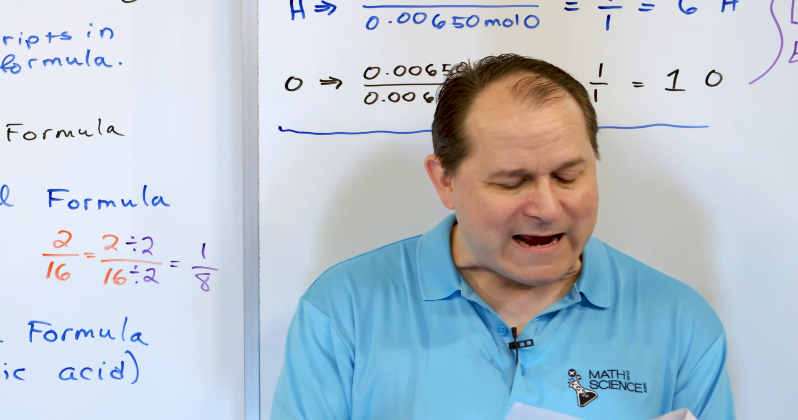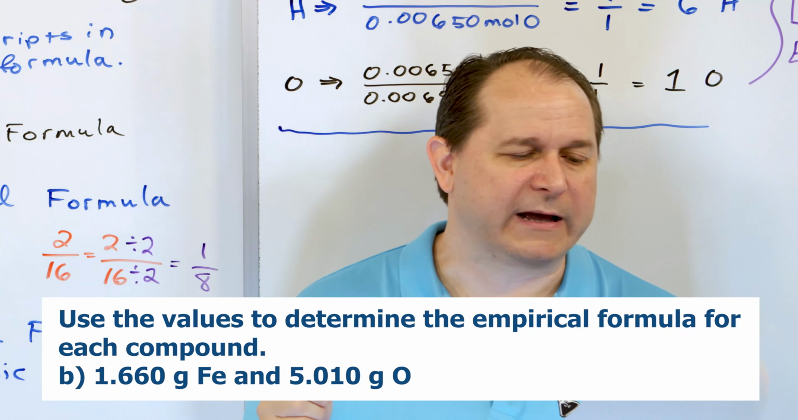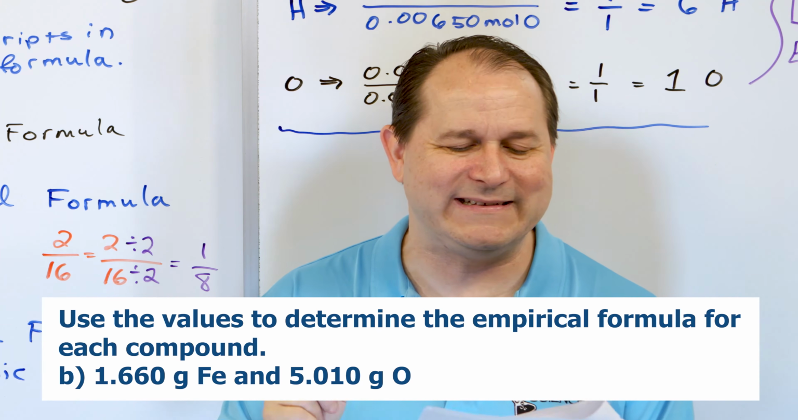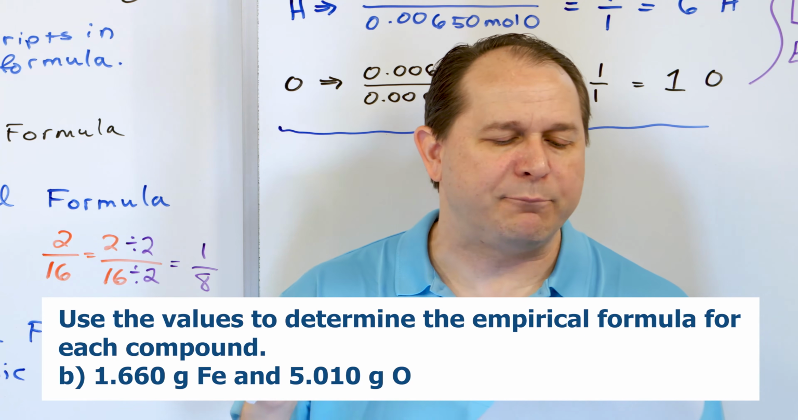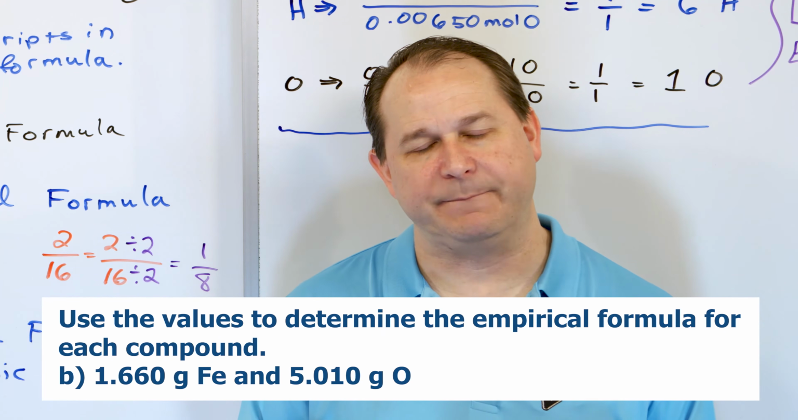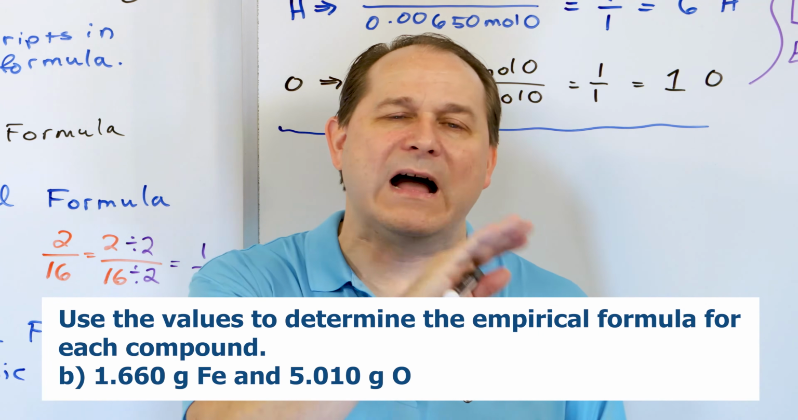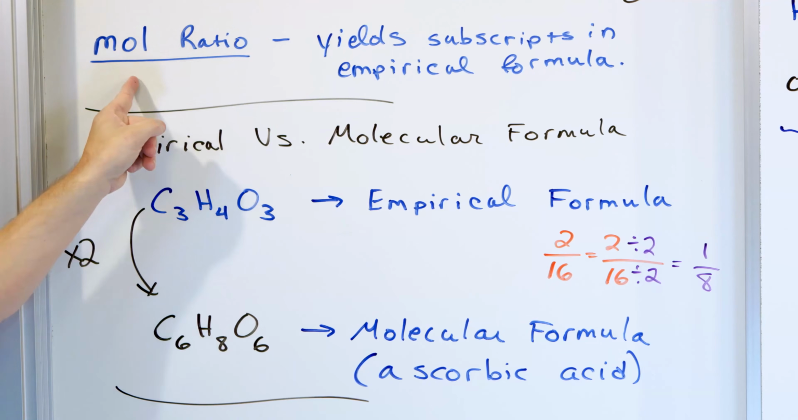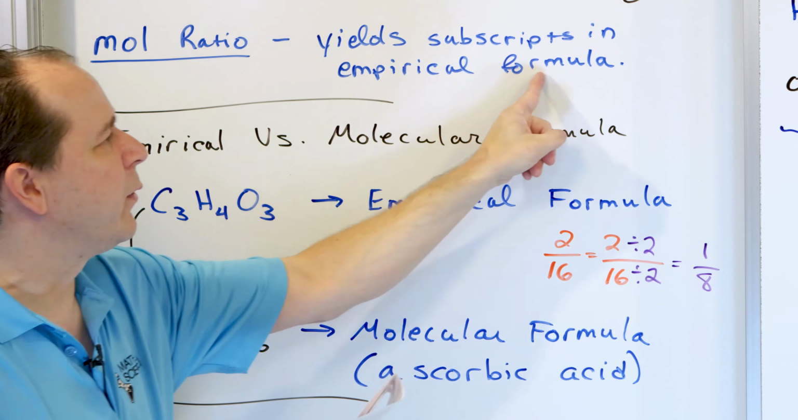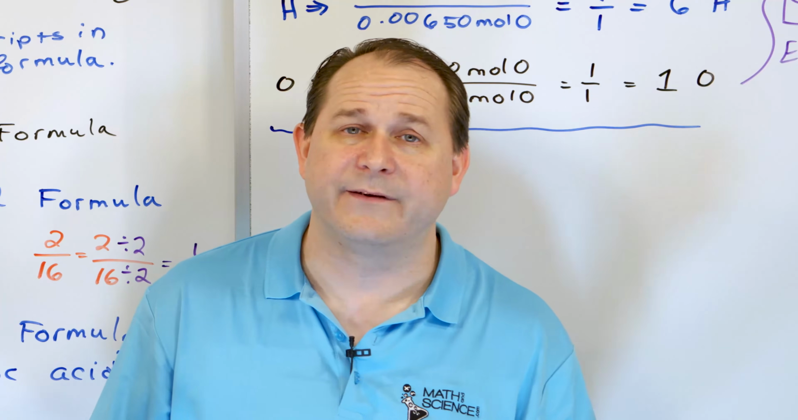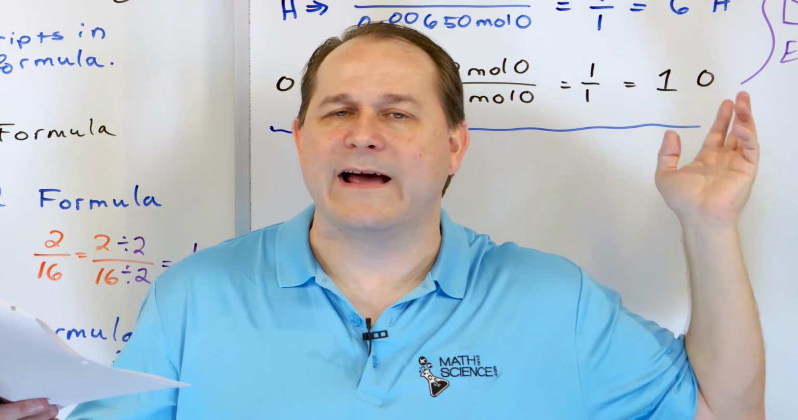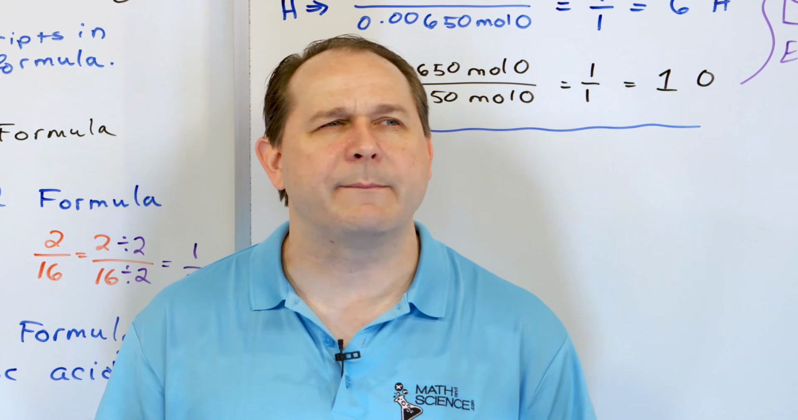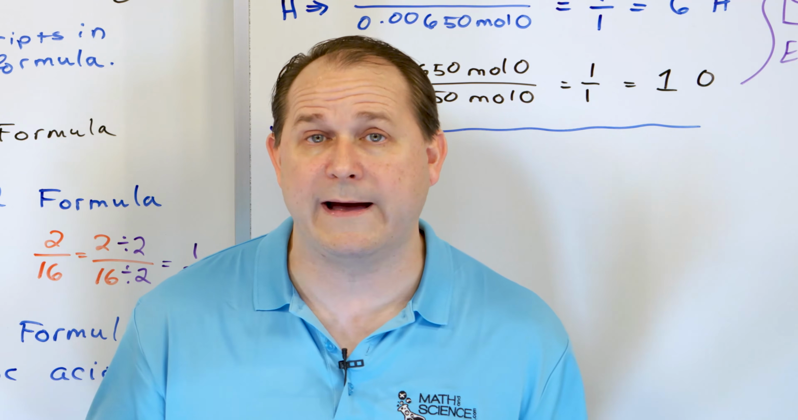That's it. Now, the next problem is a little trickier because in this case, we're determining the empirical formula and we're given 11.660 grams of iron, 5.010 grams of oxygen. So you cannot find the empirical formula from the grams. Remember, we said that the mole ratio is what yields the subscripts in an empirical formula because the mole ratio is counting the atoms. The grams, all these atoms have different masses, so you can't do the gram ratio. You cannot just divide these grams and somehow figure out what the formula is. It's not correct.